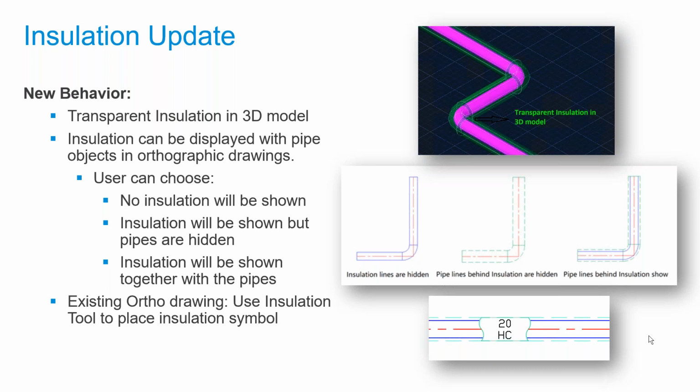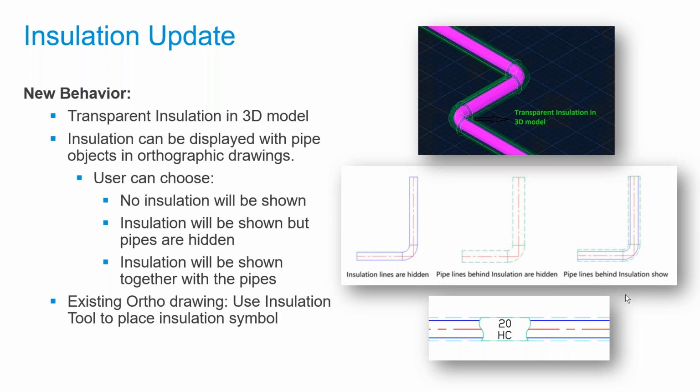On the ortho drawings, there is an option now to where you can change how the insulation is displayed. You can either have it to where there's no insulation at all. You can have it to where the pipelines are hidden behind any of the insulation where that's present, or you can set it to where it's kind of like transparent with the dashed lines, and you can see the pipelines behind the insulation. So those are an option you can turn on and off from the ribbon bar and the ortho drawing section.